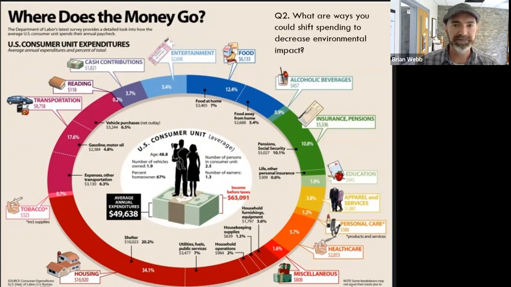So there's a lot of different ways that this can be broken down differently to change how our impact on the environment looks like. So question number 2, what are some ways that you could shift your spending to decrease your environmental impact? Just looking at this chart, what are ways that you could move from here to there that would result in decreasing impact?